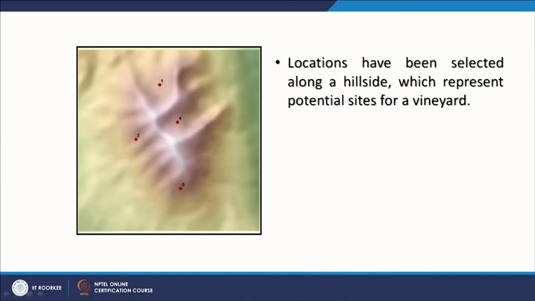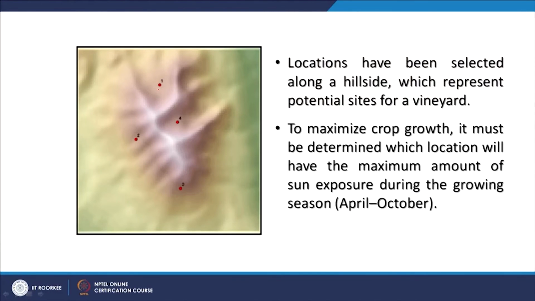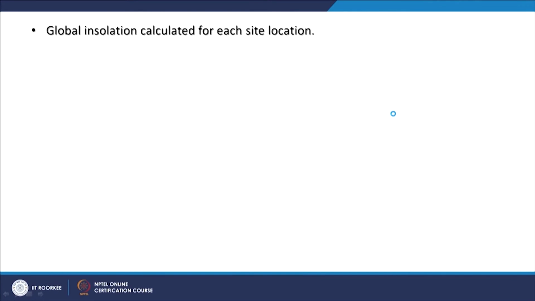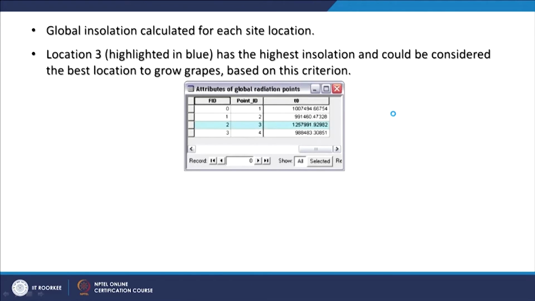Now, if I have to do it on multiple locations, that can also be done. Like here, 4 locations have been chosen, and the maximum crop growth must be determined. There are many other such applications, and one can have the direct and diffuse radiation calculation for multiple locations. Of course, the season will also play a very important role. Now, global insolation calculations can be done for each site located. So, here we get the analysis for all these sites which I have just shown in the previous diagram.